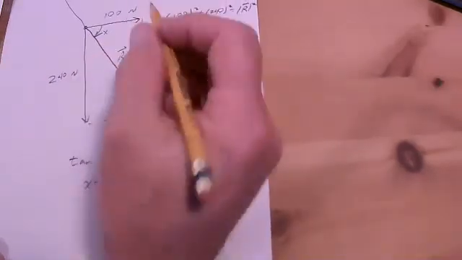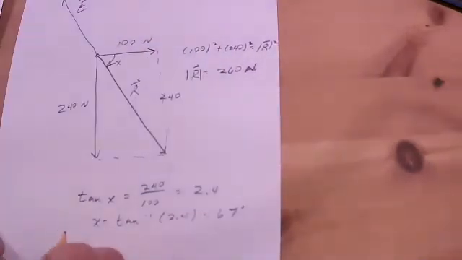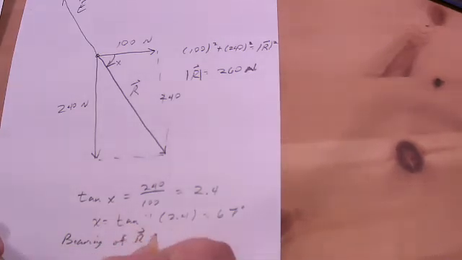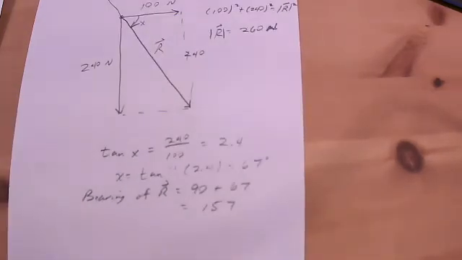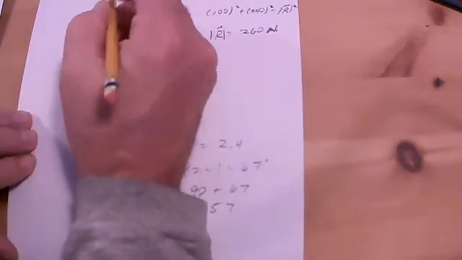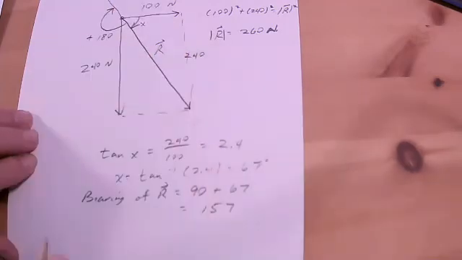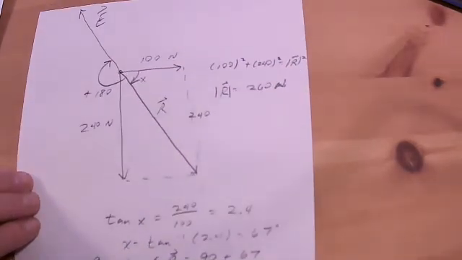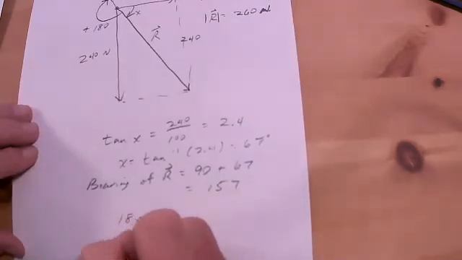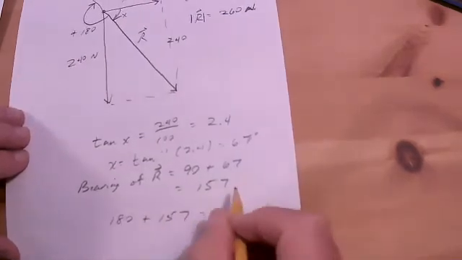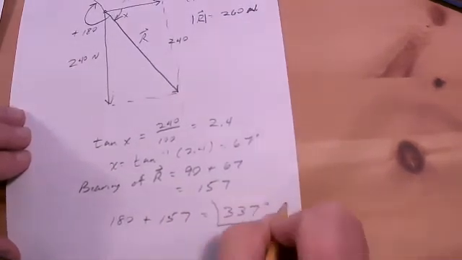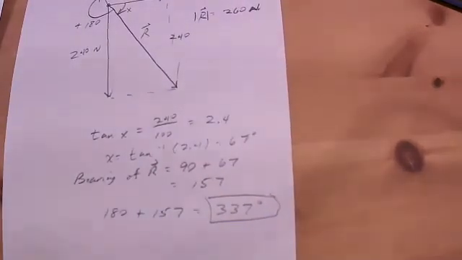I'm going to add that to 90, so that the bearing of the resultant is 90 plus 67, which is 157. And then to get the equilibrant direction, I'm going to add 180 to that. And that will give us an answer of 337 degrees. And that's our result there.